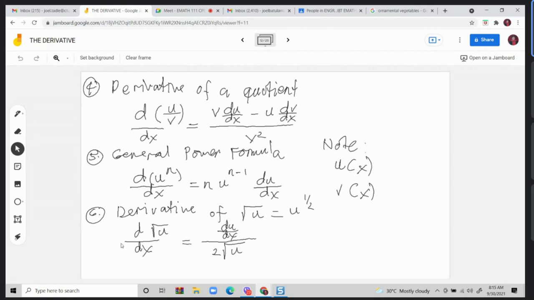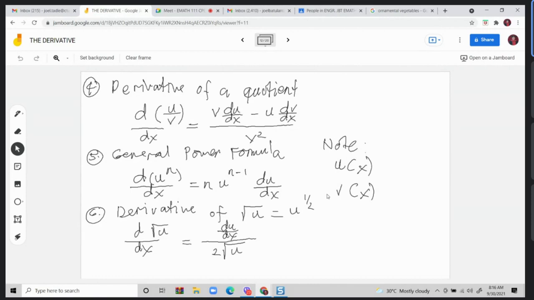Then last formula, derivative of square root of u. So here, the formula is equal to du over dx over 2 square root of u. Or we can write this radical form in an exponential form, then we'll use the power formula. So square root of u can be written as u raised to the power 1/2. So using the power formula, 1/2 is our n.